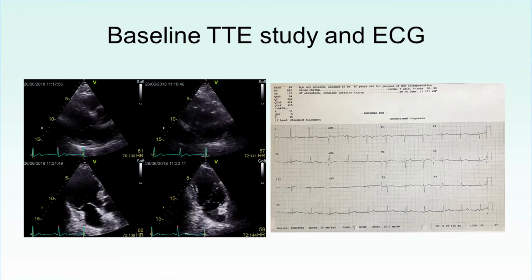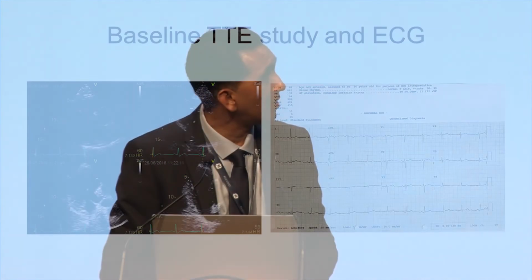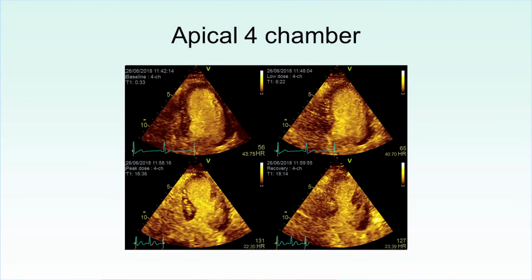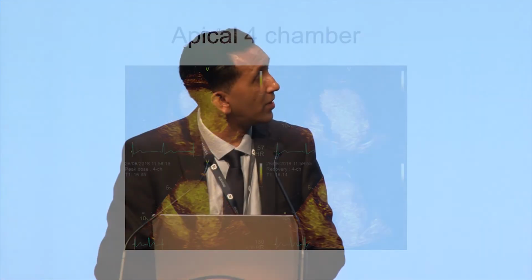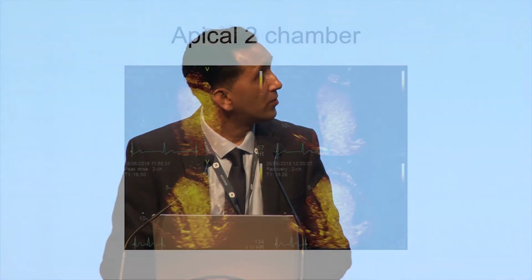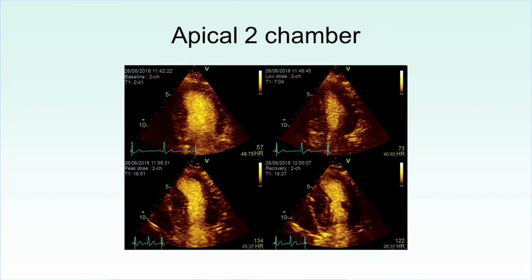So these were the baseline images of the transthoracic echo. Again, the images weren't very good, so contrast was going to be used. So this is the contrast being used. So again, if you look very carefully, this is the apical 4-chamber at baseline, low dose, and peak. There's something demonstrating in the apex here. Again, clearly seen something abnormal going on there. Also seen in the 2-chamber view.